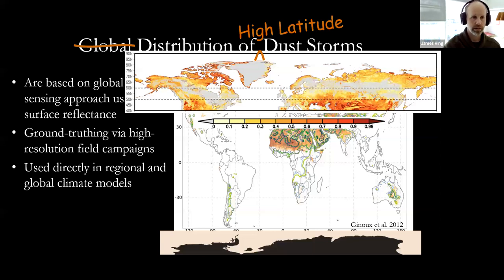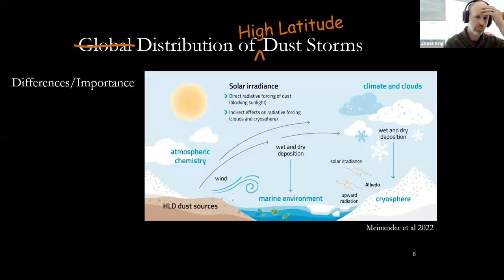This is an example taken from the UNCCD sand and dust storm source-base map that looks at maximum source intensity based on potential due to sediment size. We can see that there's a potential for dust emissions from these latitudes. I'm only showing the northern hemisphere here, but we don't really have a good idea of what that is. And so why do we care?